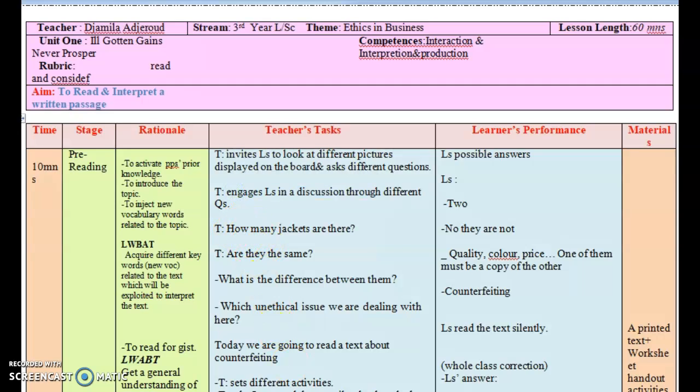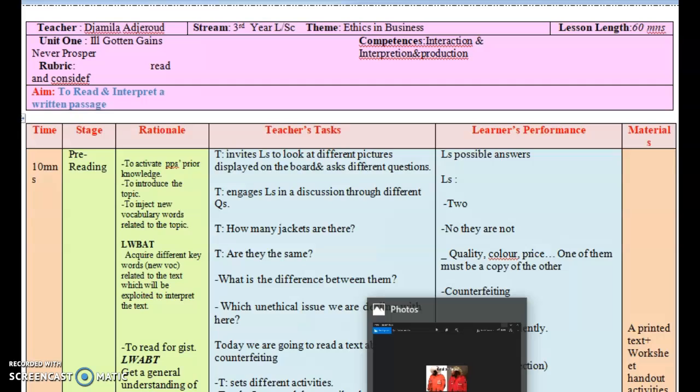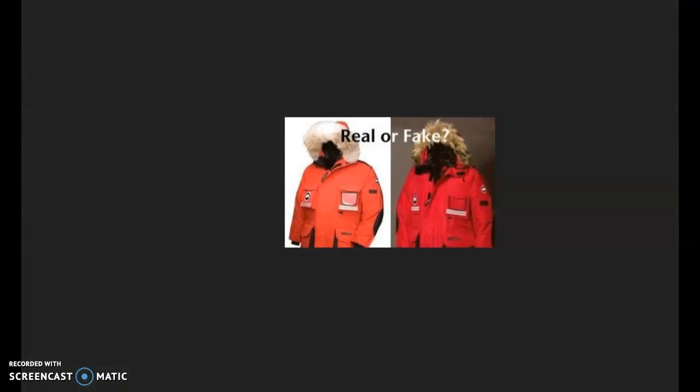Okay, here I will show this picture to learners, where you can see two jackets. One is real and one is fake. You can use any other product provided that you present two copies. One is original and the other is fake, so that you could explain the meaning of counterfeiting to your learners.